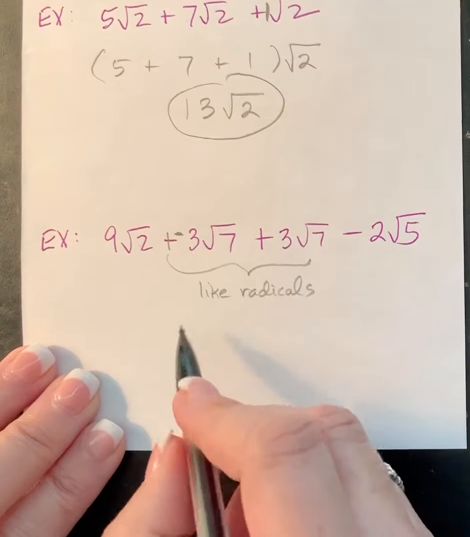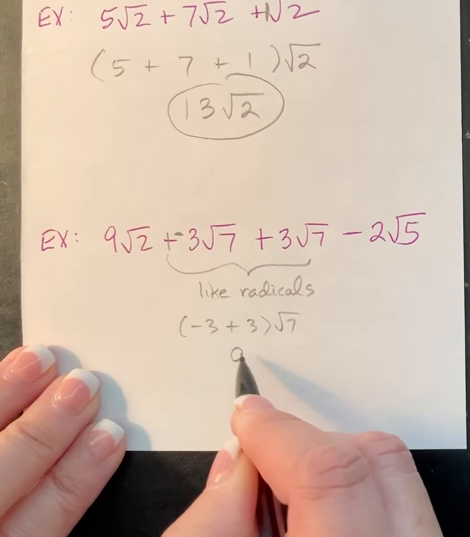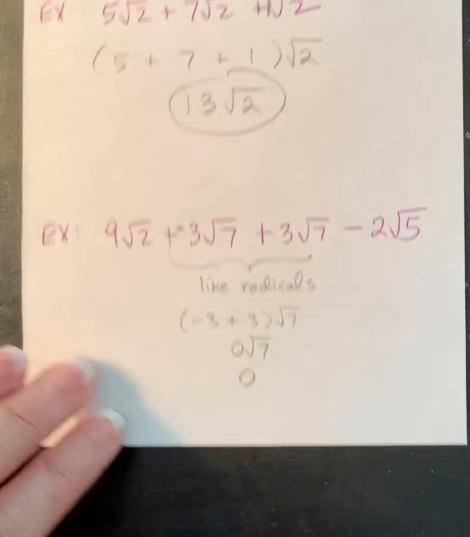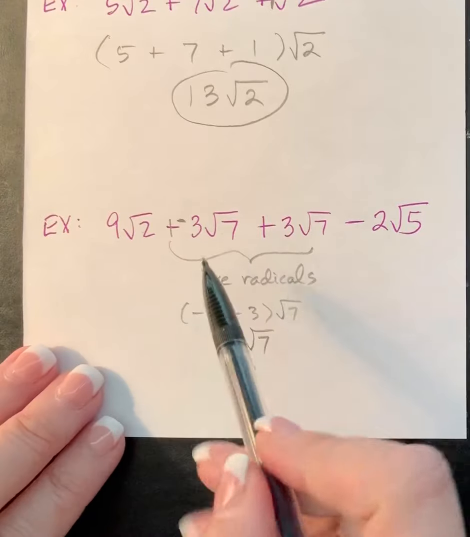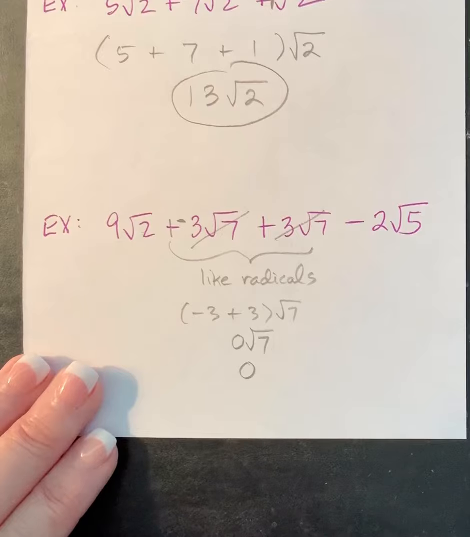So if you combine those together, -3 plus +3, that's going to be 0. And 0 times the square root of 7, you're multiplying, that's just 0. So you really don't have to do any work here. You can see that those add up to 0.